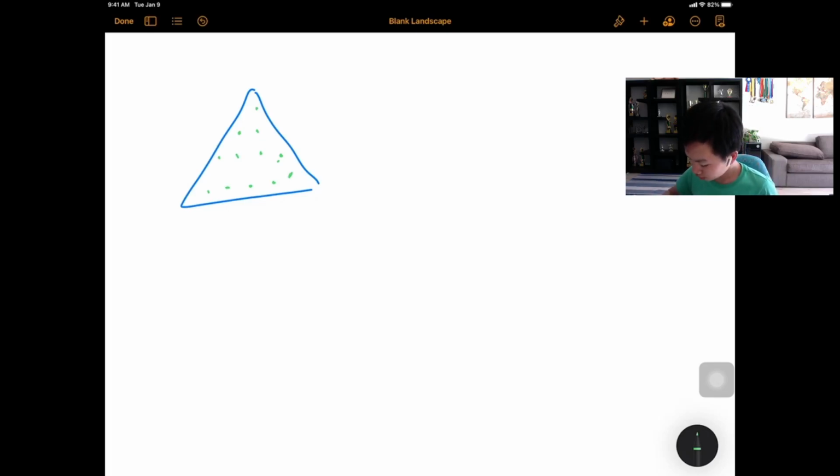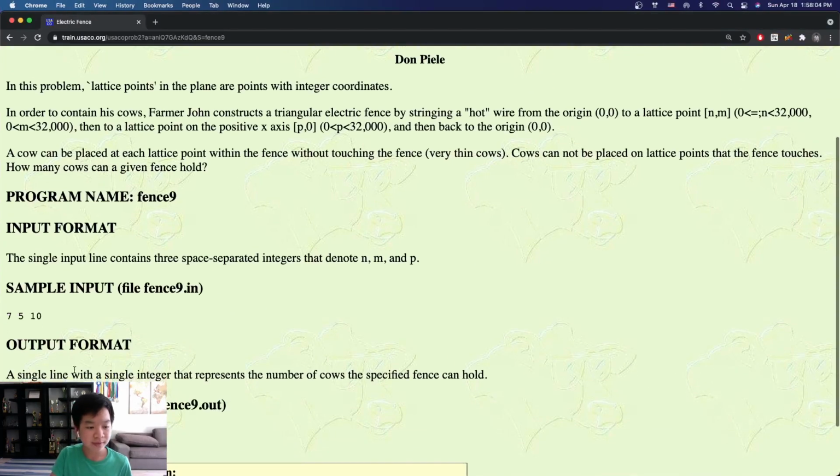And a point that is on the boundary does not count. So you cannot count any lattice point that is on the boundary, but only if it is inside the triangle. So let's get back to the problem. We're just going to print a single integer that represents the number of points inside the fence.